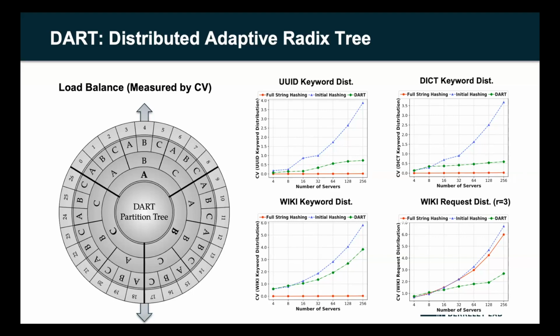And also with the replication factor set to 3, here we can see that we may also maintain a very low request distribution, even lower than the full string hashing and the initial hashing.